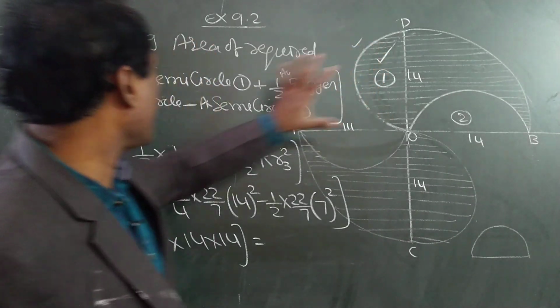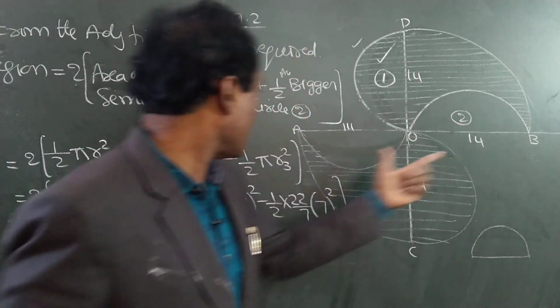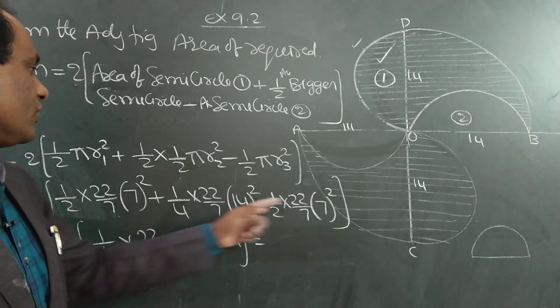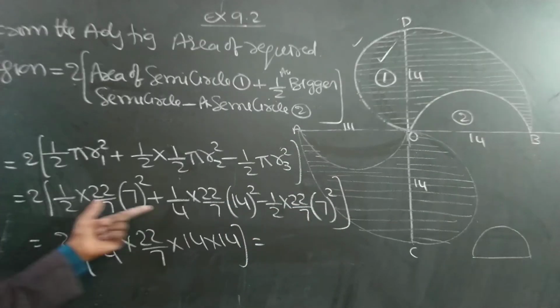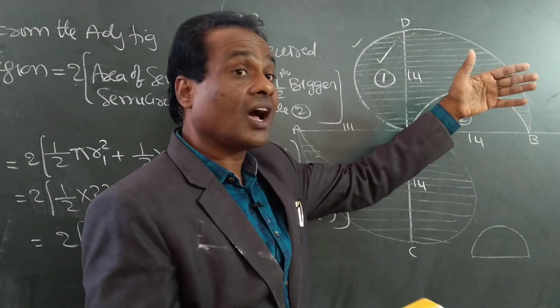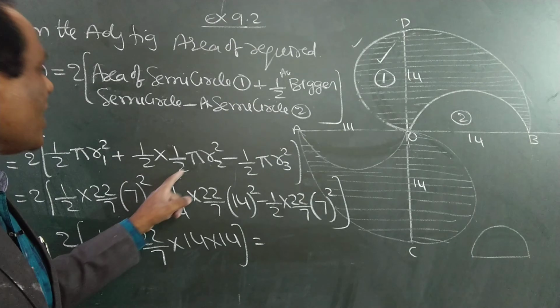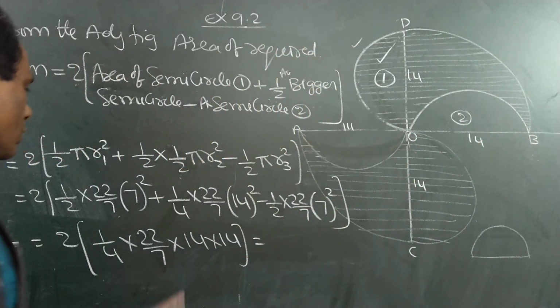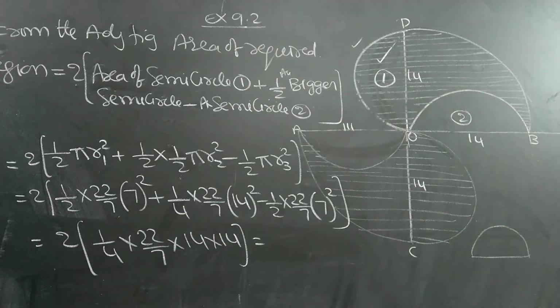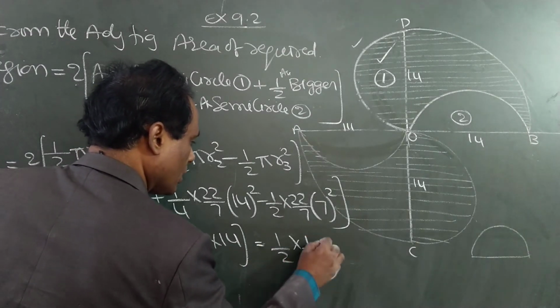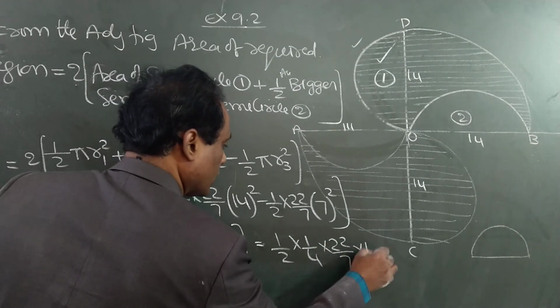So semicircle half pi r square, semicircle half pi r square. This radius is 7, this radius is 7. So 7, 7, this is the same, plus and minus symbols cancel. Only the middle one. The middle one is not a semicircle, it is half of the semicircle. So half of half pi r square. But the radius of this bigger semicircle is 14. So that will be 14 square, 14 into 14. Do the simplification. 1 by 2 into 1 by 4 into 22 by 7 into 14 into 14.